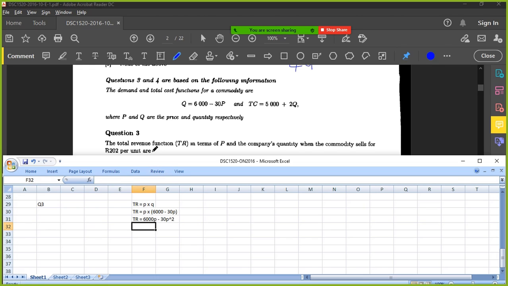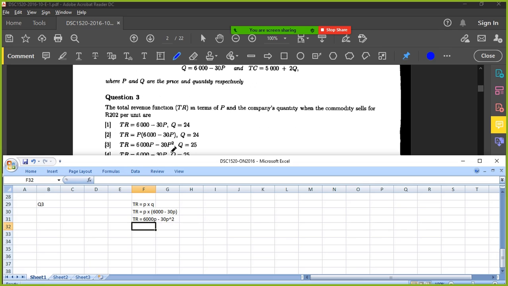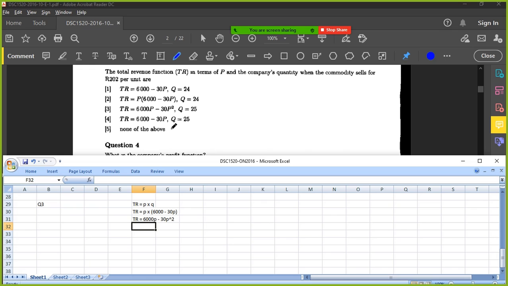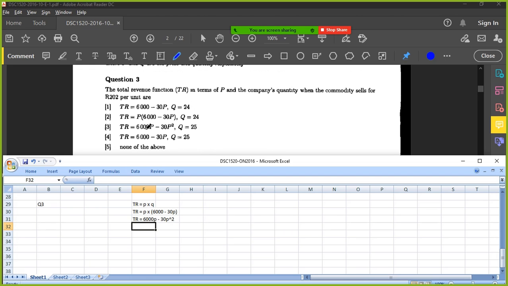Then they said when the commodity sells for 202 per unit, so they want you to insert 202 per unit. Did they want you to solve for this? Well, they wanted you to work out quantity. So you've got the revenue function, so we're going with option 3. But obviously option 3 has to be correct because there is another option, so it should be quantity 25, but we need to calculate that.